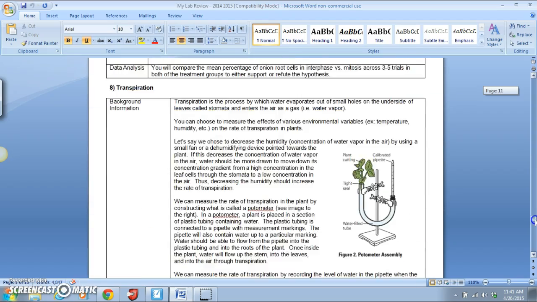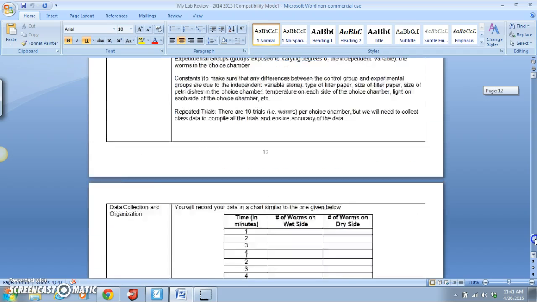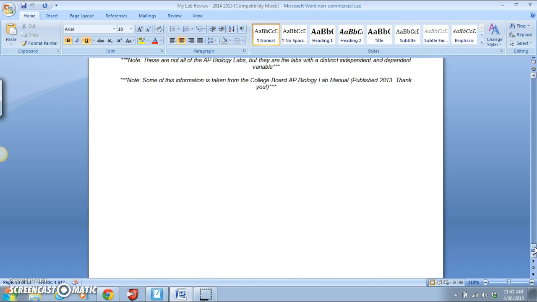So we've got information on, let's see, 9 labs. And they're not all of the AP Biology labs. I believe there are 13, but these are the labs that have a distinct independent and dependent variable. So looking over this information will help you prepare for questions, specifically in the long response section that asks you to design an experiment.